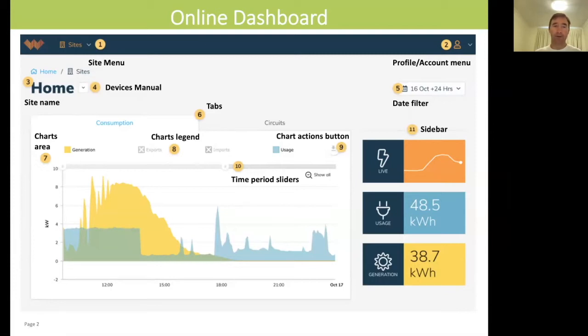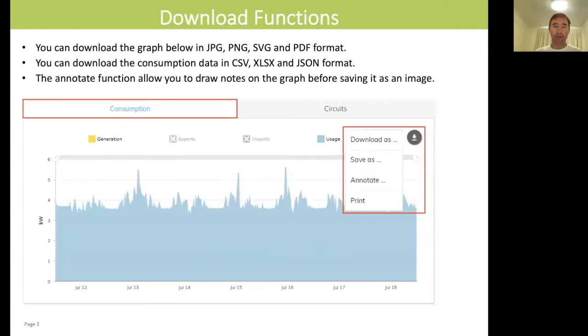So a couple of items that you can see on the main dashboard after the device has been installed on either your common area electricity circuit or perhaps the aggregate of all the apartment building circuit in your building, or a particular circuit which has equipment on it. So the download function, you can download the data as a graph in a number of different picture formats. You can download the consumption data in a number of different spreadsheet formats for further analysis, and Annotate allows you to draw notes on the graph before saving it as an image.